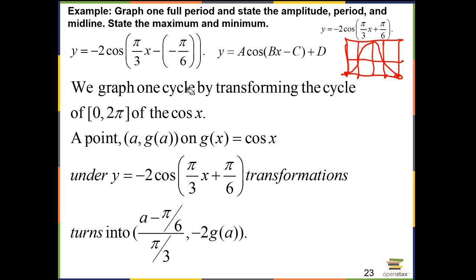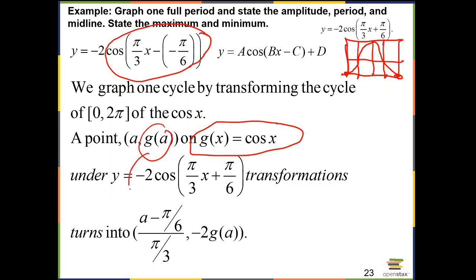So how do we do that? Well, let's look at the transformation. Think of g of x to be cosine x. Now, what happens? Think of what happens to this whole thing as the old y. So the old y, which is this one right here, is going to get multiplied by -2.